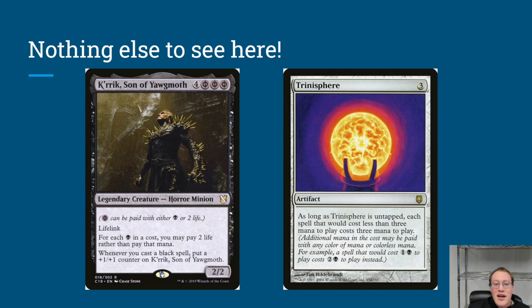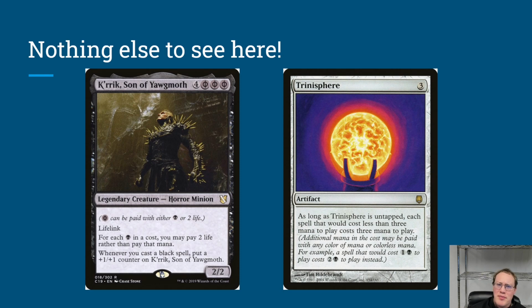Of course, this wouldn't really be a Trinisphere episode if I wasn't going to talk about the Trinisphere card. So this one, of course, is a question coming to us straight out of the Judge Vault with Kirk, the Son of Yawgmoth. The idea here, obviously, if you were going to play Kirk, it costs like 4 at a minimum, and so even if you're paying all 3 Phyrexian mana in the mana cost, we're not going to be super interesting there.